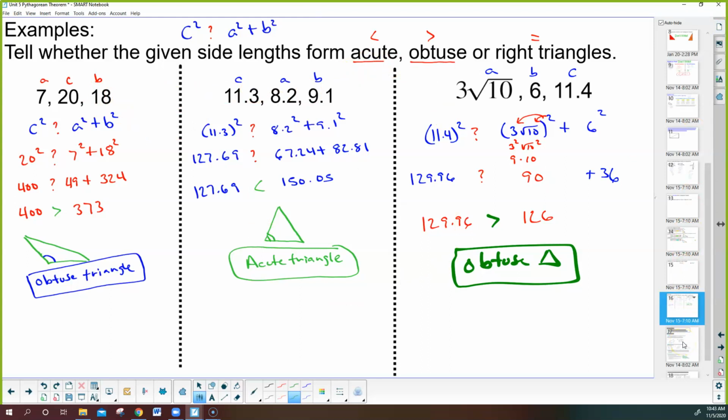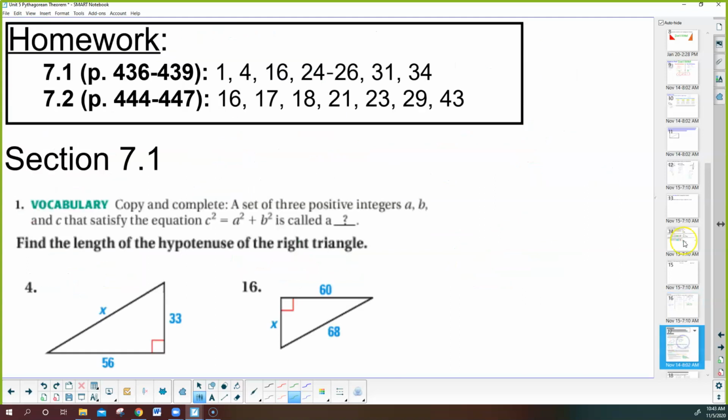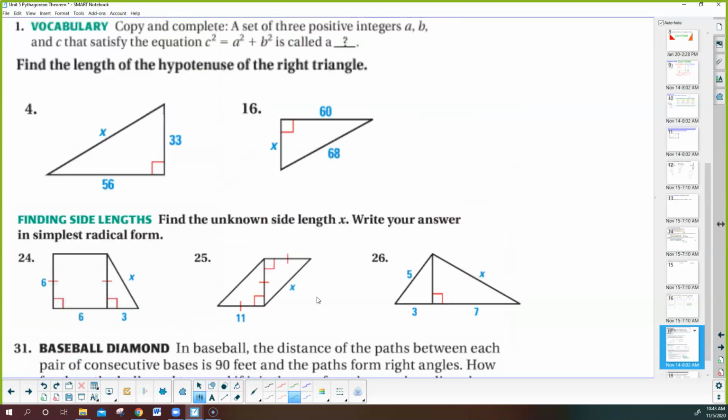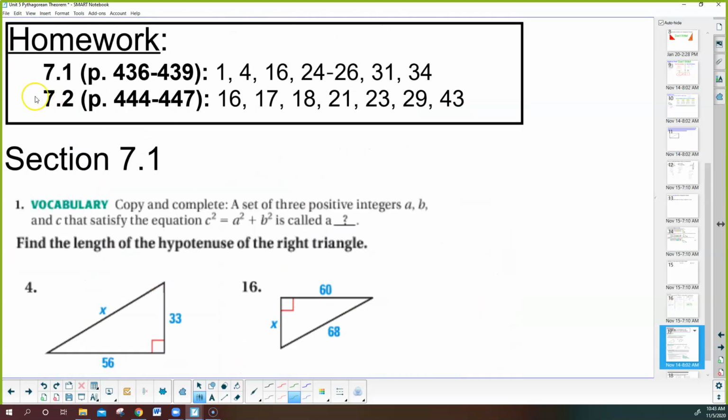All right, let me quickly show you what we got for homework tonight, and then we'll turn you loose. So homework tonight is two parts. It's 7.1. 7.1 is only using Pythagorean theorem, so it's just getting used to that. Remember, we don't want decimal answers. The only time you can have a decimal answer is when you have a real life problem. So number 34 is the only one you should have a decimal answer for. Everything else is going to have the square roots in it. And then 7.2 is using that last piece, determining if it is right or if it's obtuse or acute.